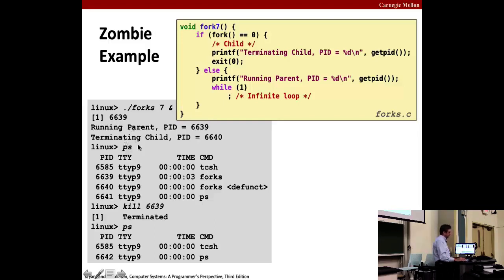After we run this program in the background, we use PS to print the current processes, and we can see that there are two. We can see here the parent, which is process ID 6639, and then the child, which is 6640, and the defunct indicates that it's a zombie. Now if we kill 6639, that's the parent, and then do another PS, you see that the zombie's gone, the child is gone because it's been reaped by the init process 1.